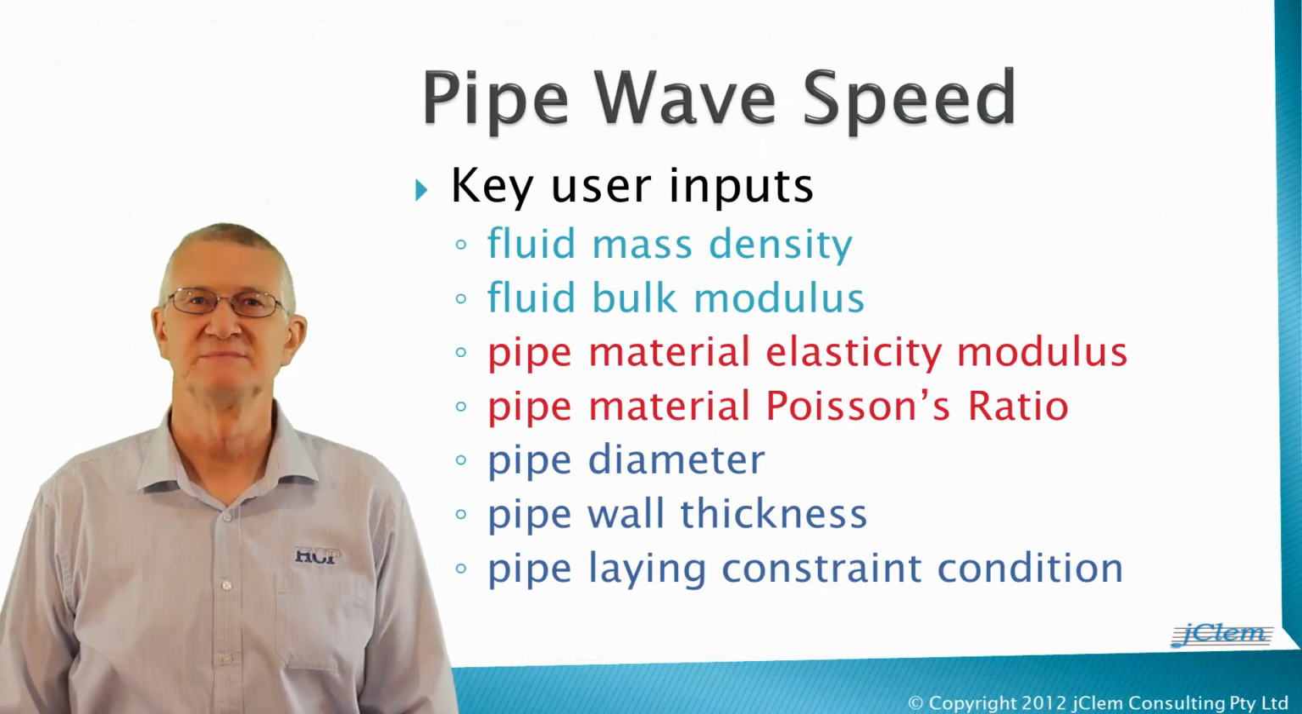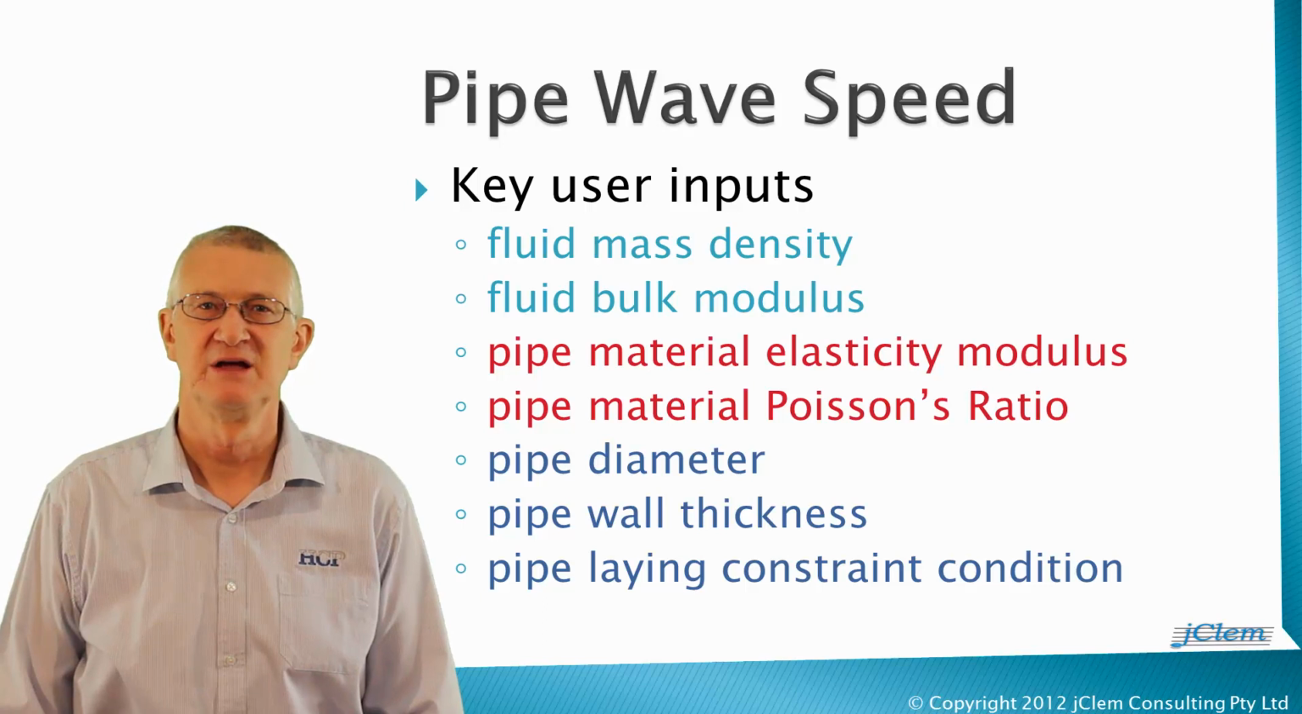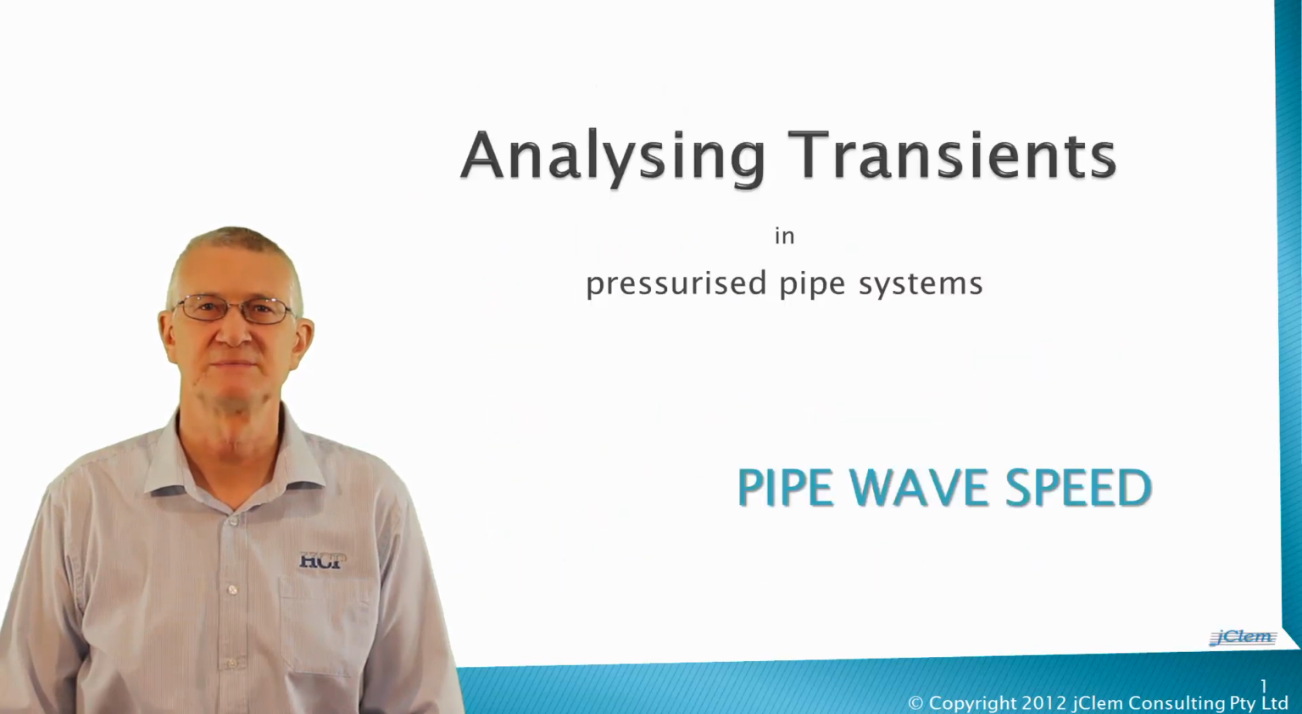Summarizing the key points. Users specify the physical characteristics of the fluid and the pipe materials, plus the dimensions of pipes available within pipe classes. The software calculates wave speed and stores the results for all pipes and their various constraint conditions, that is, possible pipe laying conditions, in the pipe library. Users define each individual pipe's pipe type and its laying condition. The software selects each pipe's wave speed from the pipe library, matches it to the laying condition, and it is this value that is used in transient simulations.